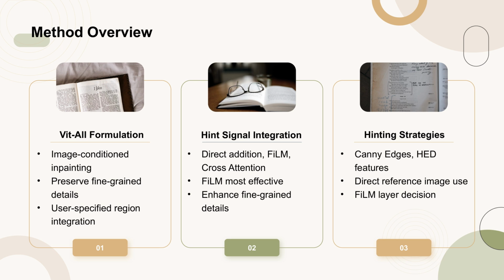Among these, FiLM is found to be the most effective, as it specifically enhances the feature channels essential for preserving fine-grained details. Additionally, various hinting strategies are tested, such as using Canny edges or holistically-nested edge detection (HED) features. However, directly using the reference image is found to be the most effective, as it conveys the entire spectrum of details from the reference image, rather than focusing solely on high-frequency details.